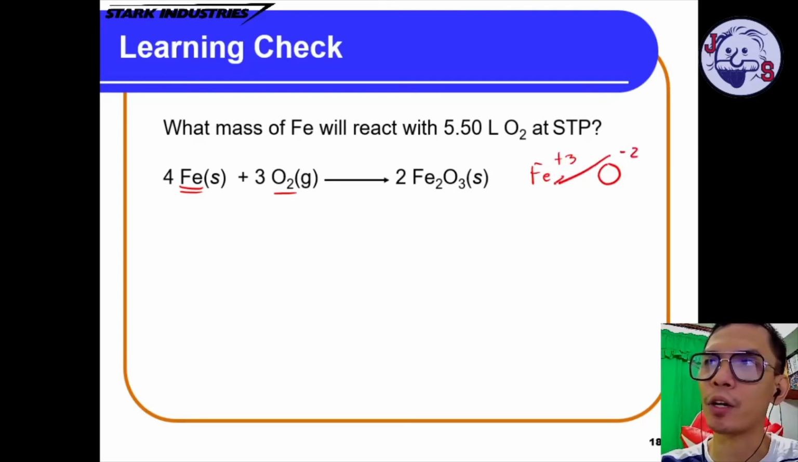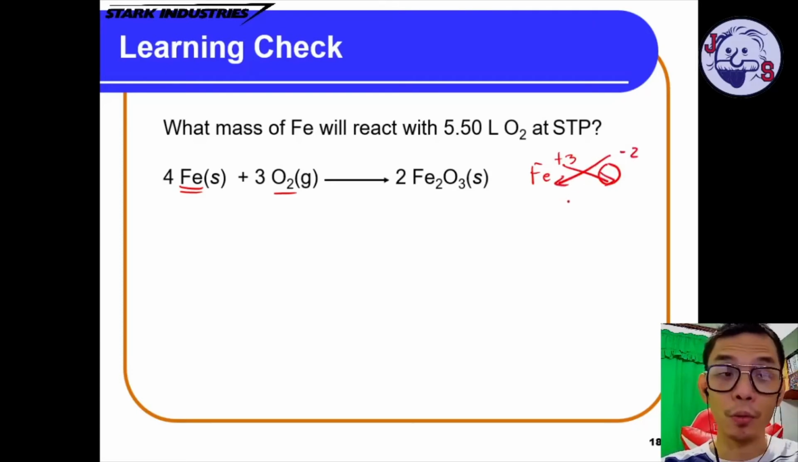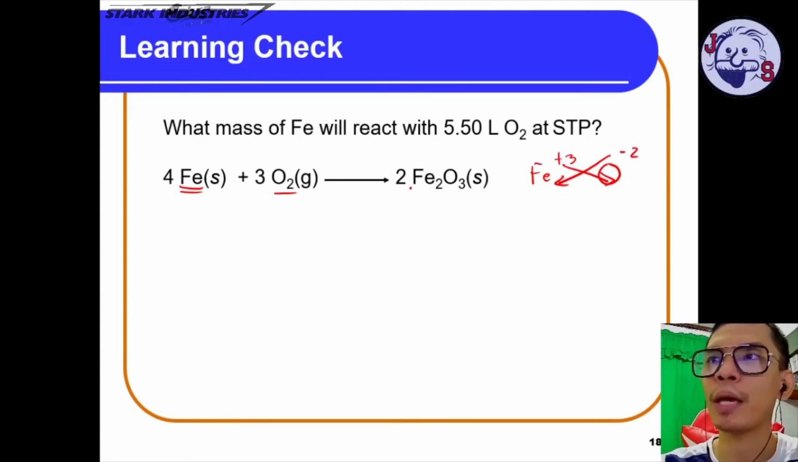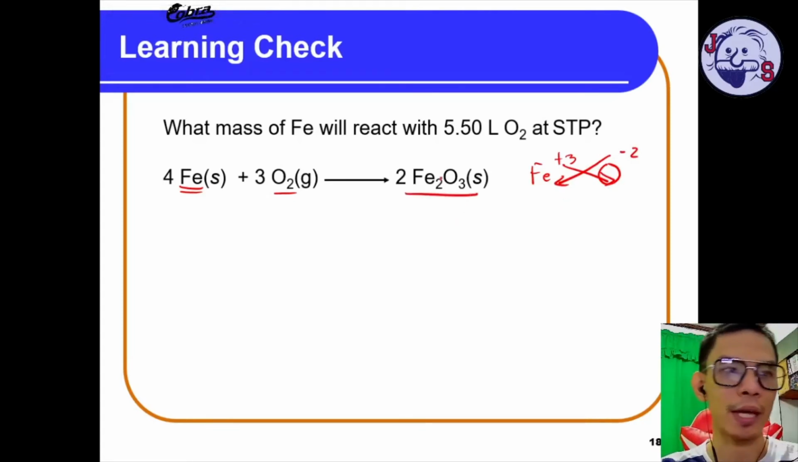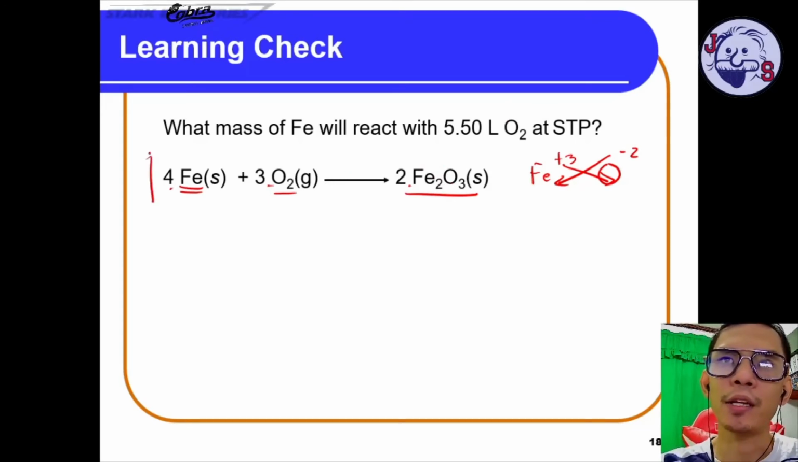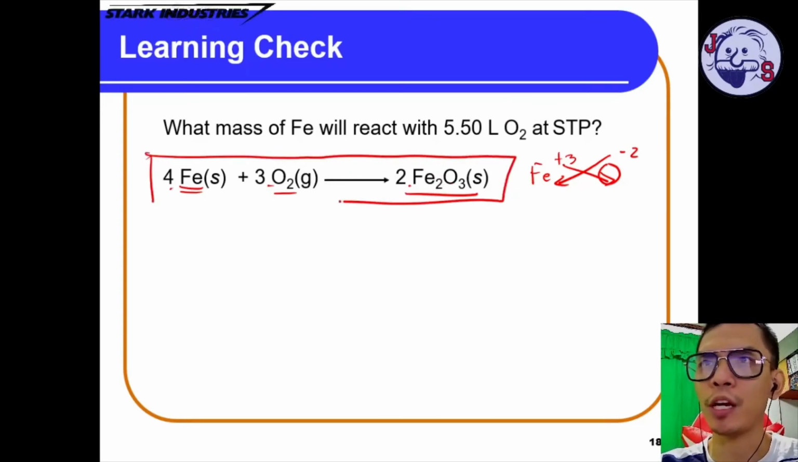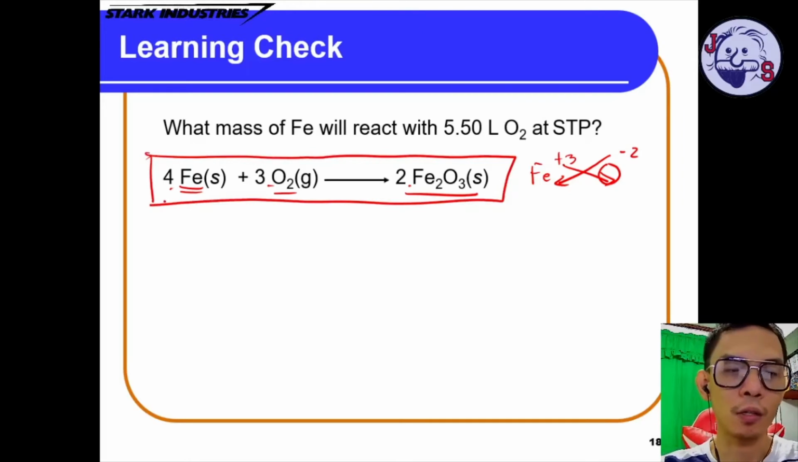Doing the crisscross properly, we will get iron 3 oxide. Is it correctly balanced? So 4, then 6, 6. That is balanced correctly. Therefore, our chemical equation here is correct. We are now ready and good to go.